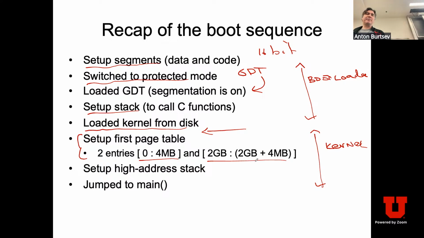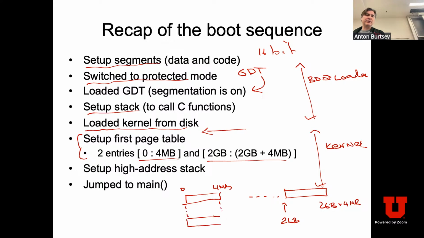the page table maps 2 virtual regions, literally just 2 pages: from 0 to 4 megabyte, and after a huge gap, from the 2 gigabyte mark to 2 gigabyte plus 4 megabyte, into this single region of physical addresses. So if this is your physical memory, this is mapped 1-to-1, and this one is mapped with a 2 gigabyte shift, right? And okay, so that's where we are at this point.